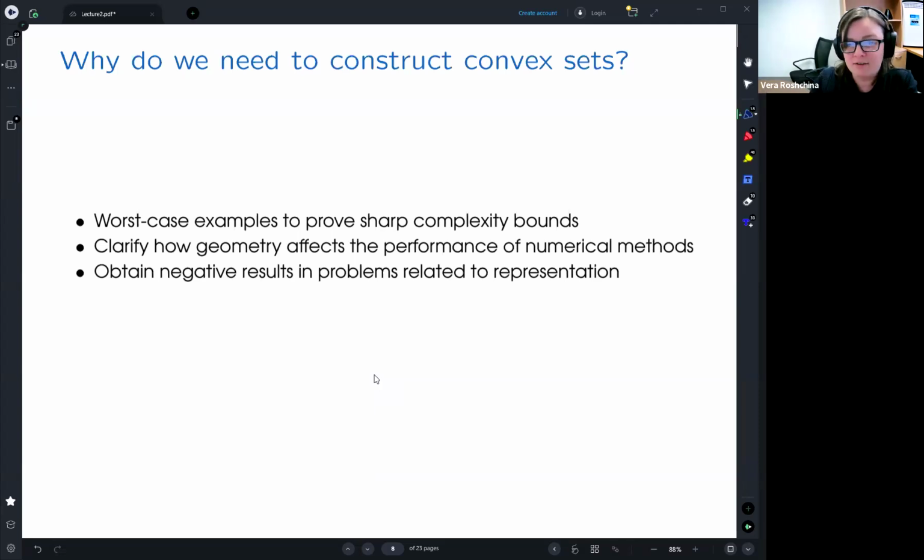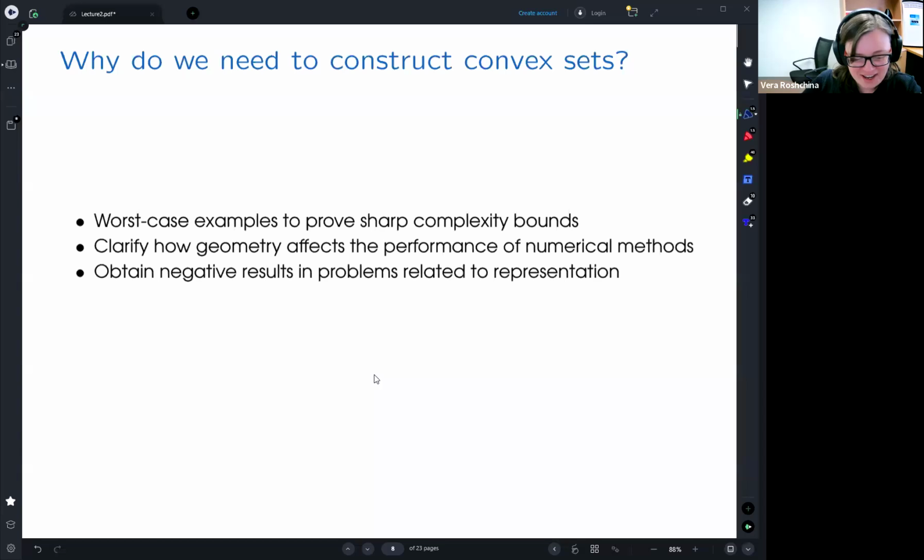A similar thing is to clarify how geometry affects the performance of numerical methods. So sometimes we have a numerical method and we can't prove convergence, or we struggle with seeing why it doesn't work. And in many cases, when we deal with convex problems, the issue is that we can't think of an example on which the method fails. So we cannot actually identify the properties that affect that poor performance. And also, as I mentioned, it's important in obtaining negative results in problems related to representations.